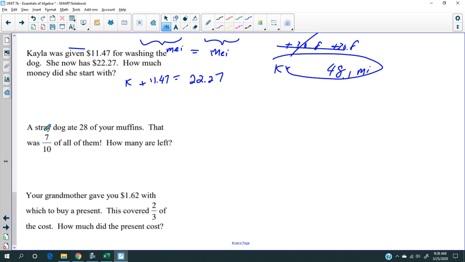All right. Oh, this one's good. A stray dog ate 28 of your muffins. That's a lot of muffins. That was 7/10 of all of them! How many are left?